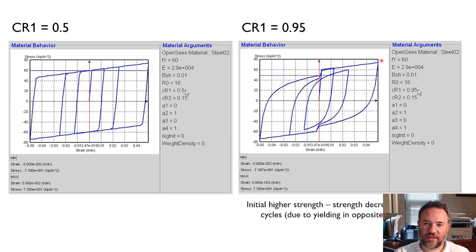Okay, so this allows us to get some more realistic steel cyclic behaviors, like the one on the right is something that we might more typically see compared to the one on the left. It means also that you have a higher initial strength on the first cycle, but then in future cycles we have this kind of rounding. Okay, and this is caused by kinematic hardening.